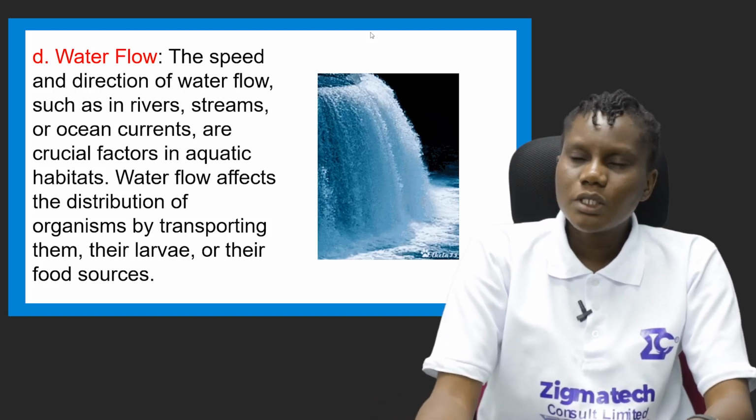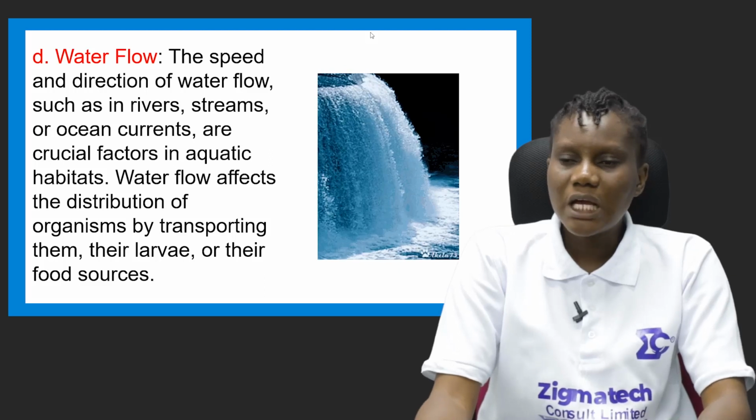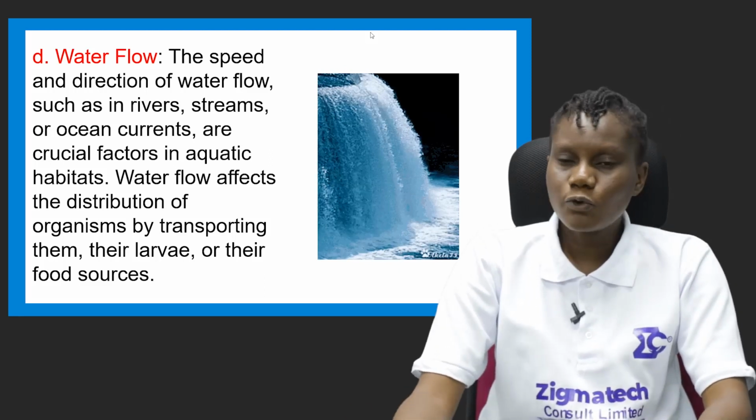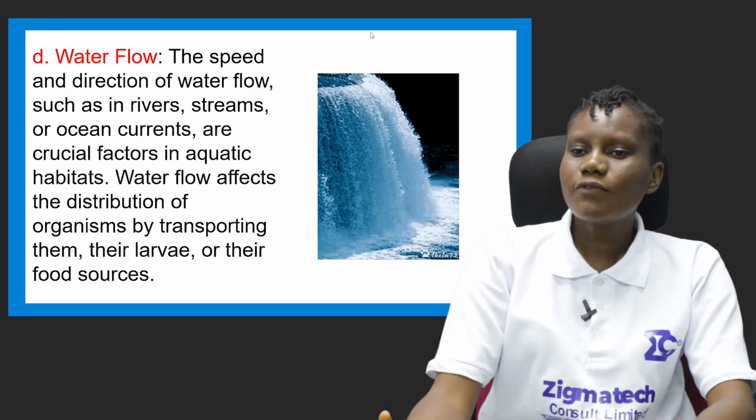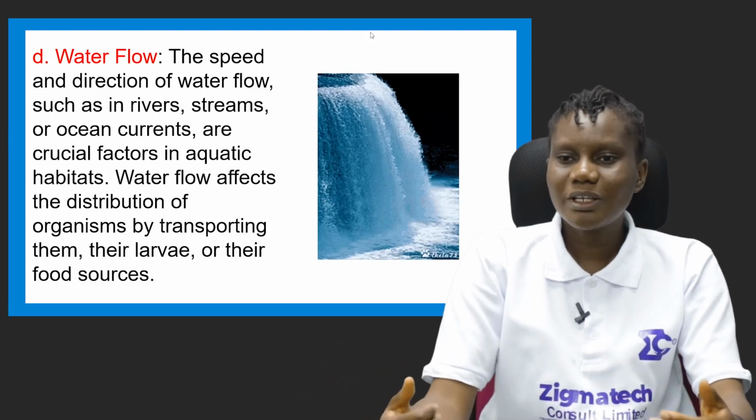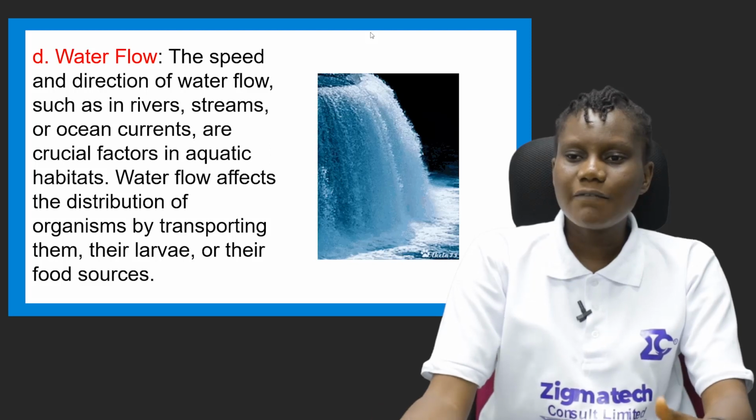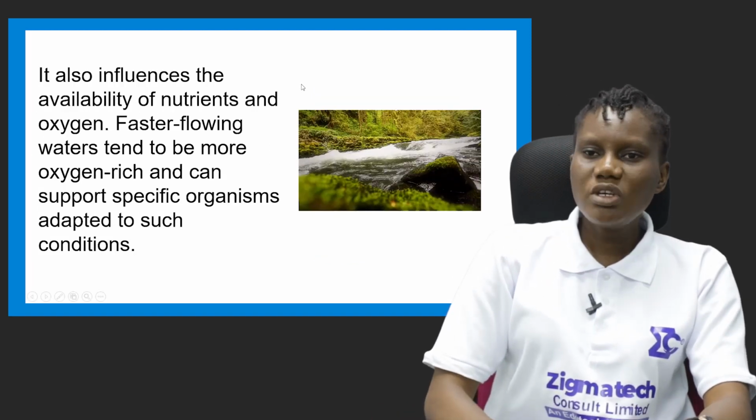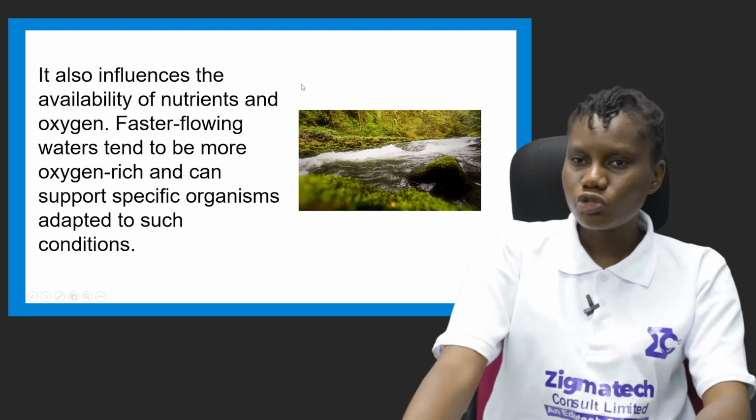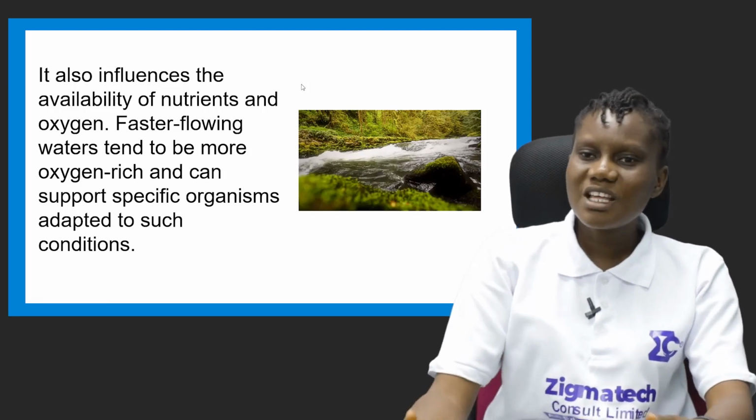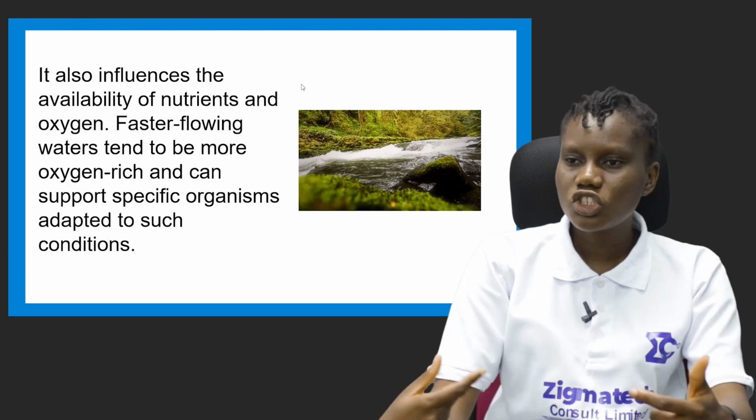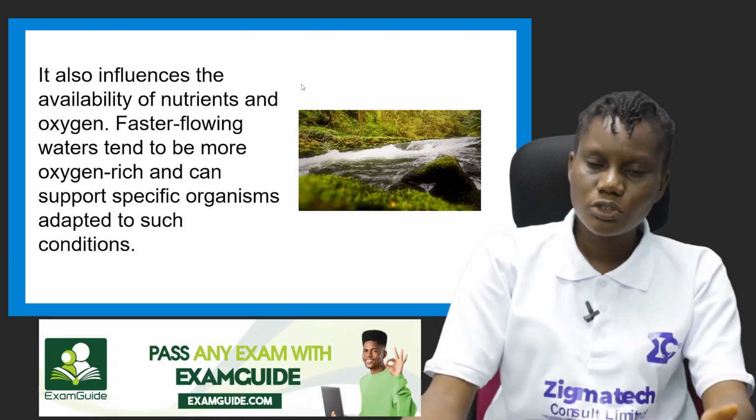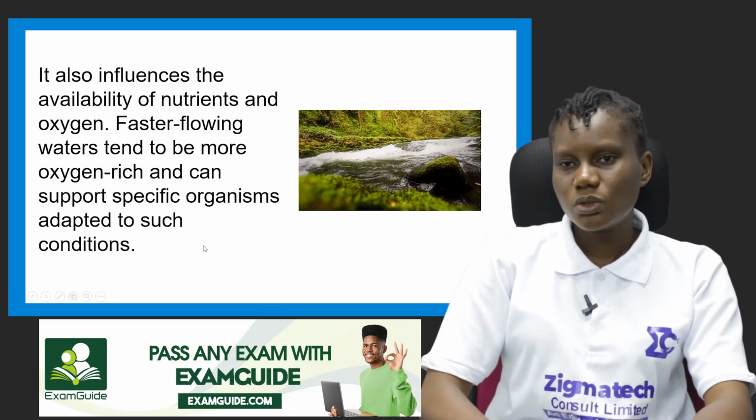Organisms that cannot survive in such fast flowing water have to move to habitats where the water flow is very slow. So water flow affects the distribution of organisms by transporting them, their larvae, or their food resources. It also influences the availability of nutrients and oxygen. Faster flowing waters tend to be more oxygen rich and can support specific organisms adapted to such conditions.